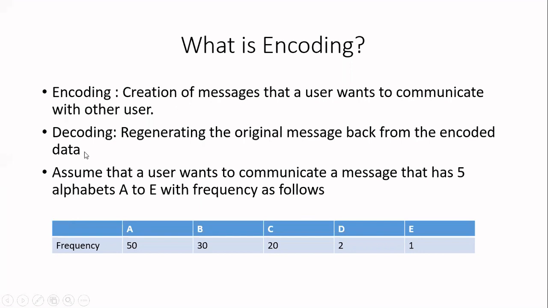So when you want to do the process of encoding, let us assume one example first, then we will see how it is working. Assume that a user wants to communicate a message which contains only 5 alphabets, A to E, and the alphabets have frequency as follows. For simplicity, I am assuming that my message contains only 5 alphabets. The frequency indicates how many times that particular alphabet is appearing in your message.